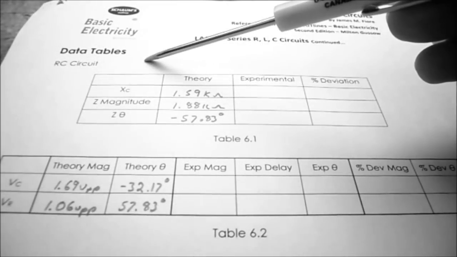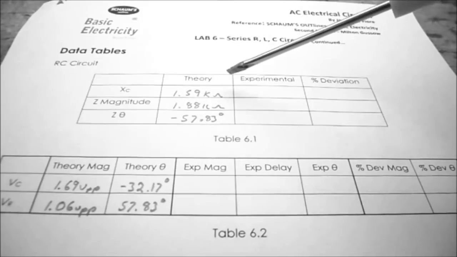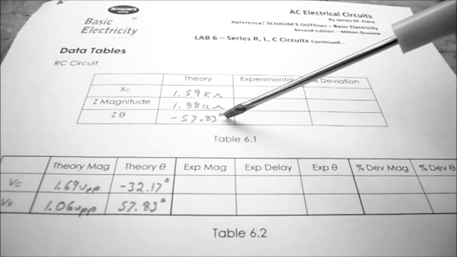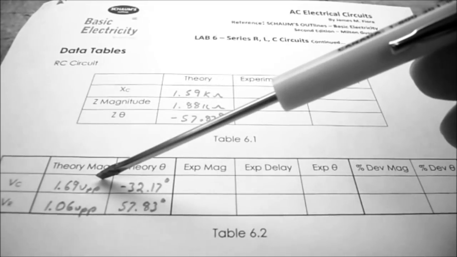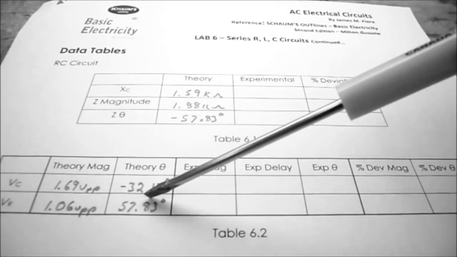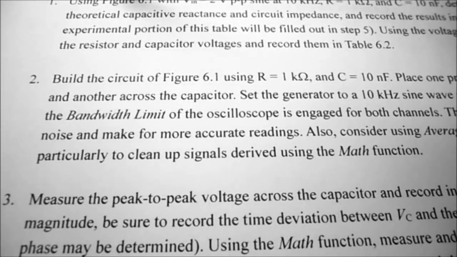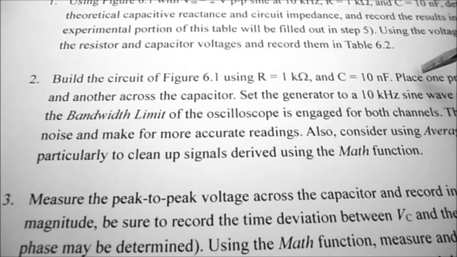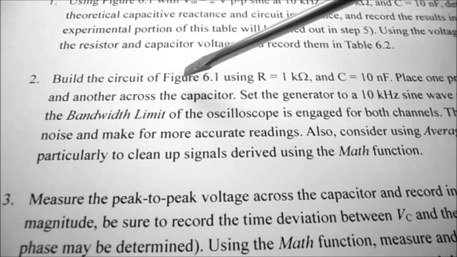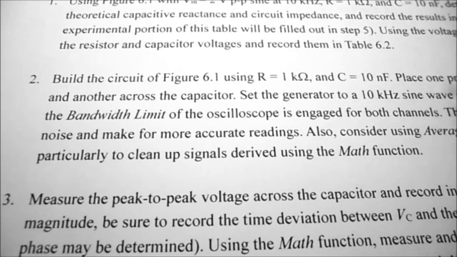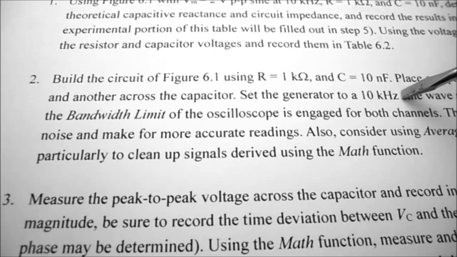So under data tables for RC circuits, I've filled in my values for XC, the Z magnitude, the Z phase angle, VC magnitude and phase angle, VR magnitude and phase angle. So under procedure, RC circuit, step 2, we're going to build the circuit of figure 6.1. We're going to place one of our oscilloscope probes across the generator and the other across the capacitor. Set up our function generator at 2 volts peak to peak, 10 kilohertz.